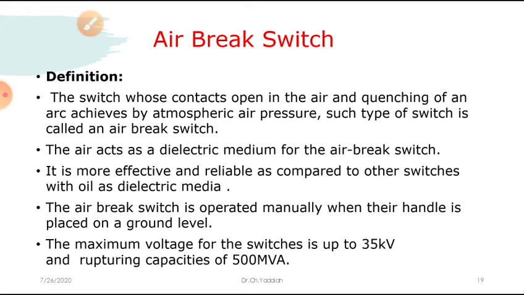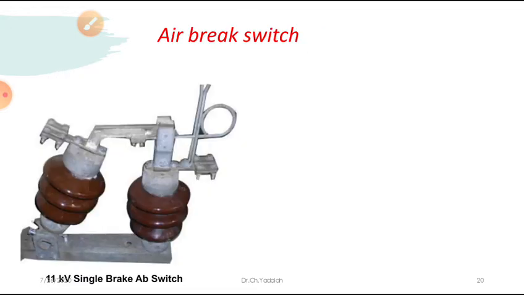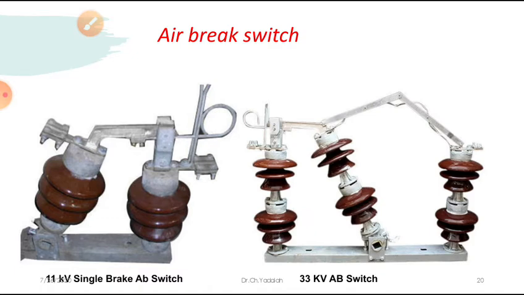At the same time, you can see the rupturing capacity is also very high. Here you can see a single pole, that means R phase, Y phase, B phase make three poles. You can see what a single pole looks like physically. This is an 11 kV single break air brake switch. In the next figure, the insulator is a double post type insulator, and in this case we can increase the voltage from 11 kV to 33 kV. You can see this figure.